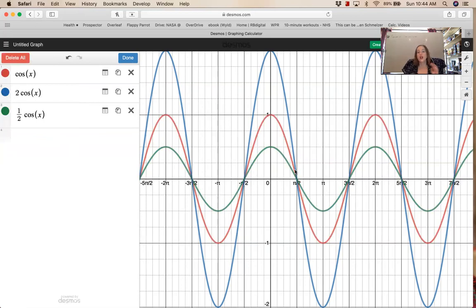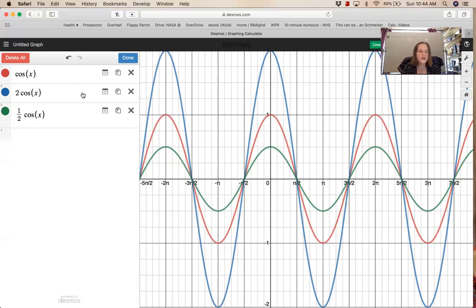Okay, so there's a lot going on there. We've got 3 different things happening. Our red graph is the graph of the cosine of x, just our plain old boring cosine of x function. Our blue graph is the graph of 2 cosine of x. We multiplied by 2 outside of the function, kind of in front of the function. And our green is 1/2 the cosine function.